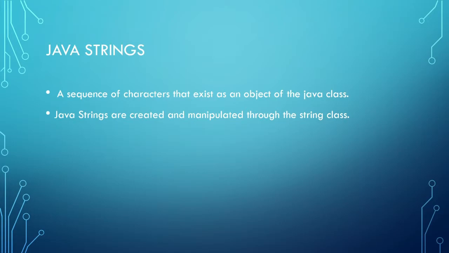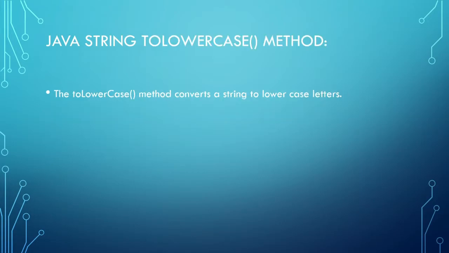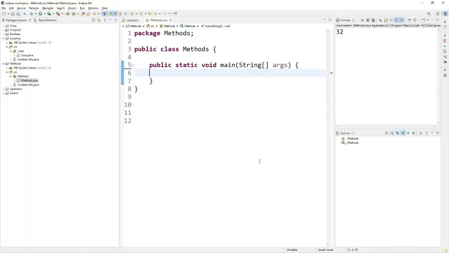Okay? So, first po natin is si Java string to lowercase method. So, the to lowercase method converts a string to a lowercase letter. Okay, so let's try. So let's say na i-convert natin.